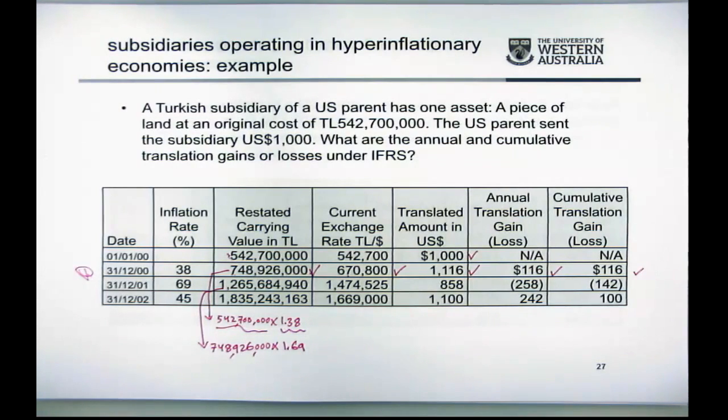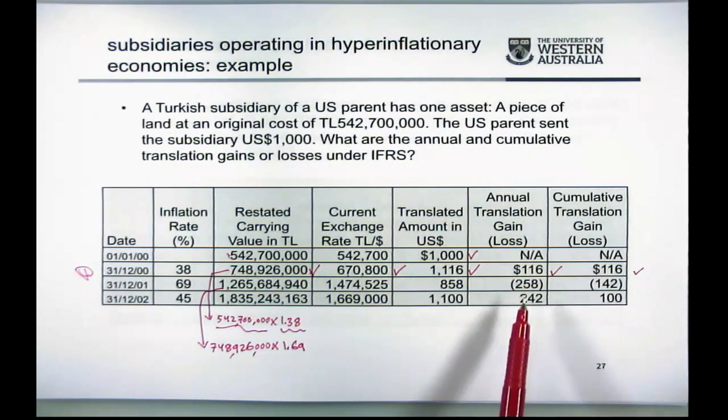Now in the second year, the value of the land is this. This is the second year, and this was the exchange rate on the balance sheet date. So we divide the inflation adjusted value by this one, and we get the value in US dollar for the second year. Now this is the value of the land in US dollar for the second year minus the value in the former year. This minus this gives us the loss of 258.